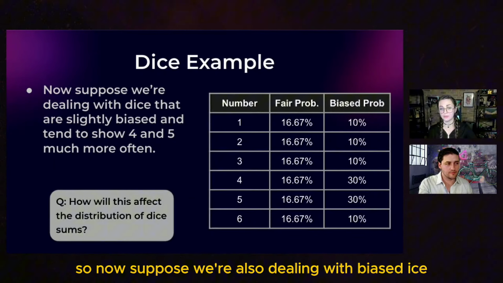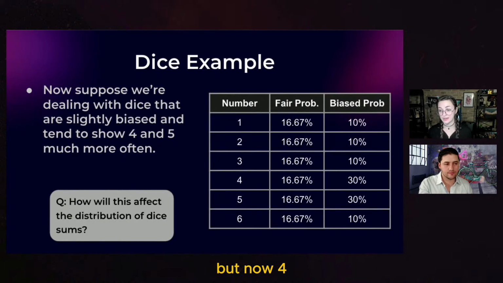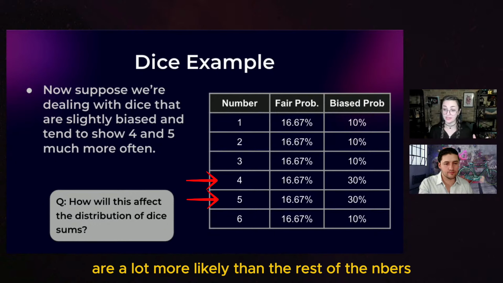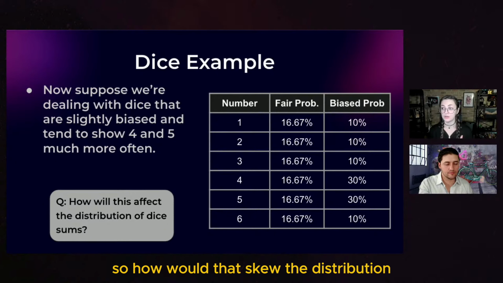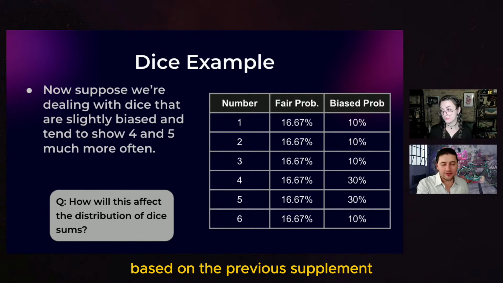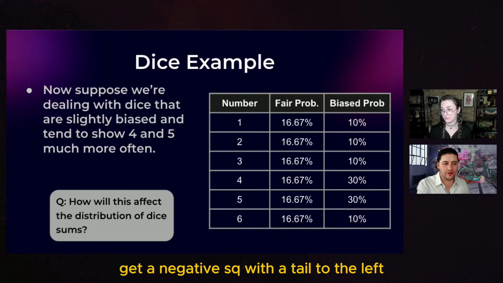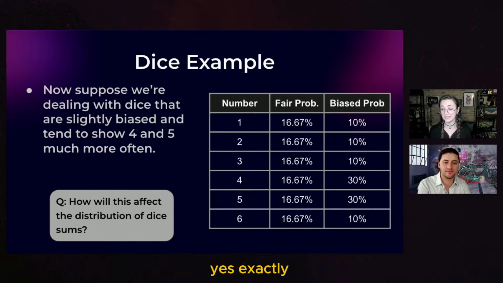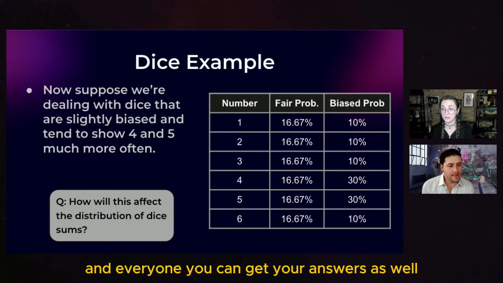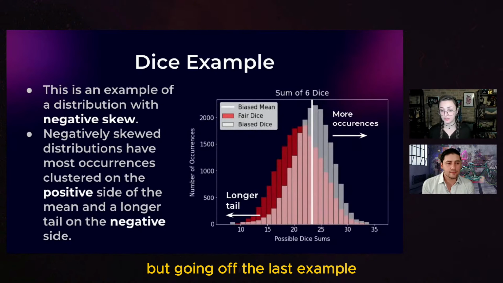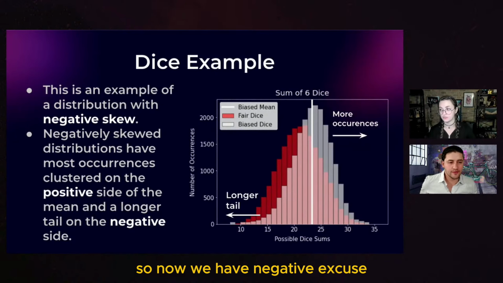Very good. So now suppose we're also dealing with biased dice, but now 4 and 5 are a lot more likely than the rest of the numbers. How would that skew the distribution, or how would that change it? Based on the previous example, I'll say we get a negative skew with a tail to the left. Yes, exactly. And everyone, you can give your answers as well, but hopefully it's pretty obvious. Going off the last example, now we have negative skew, so it's flipped around.